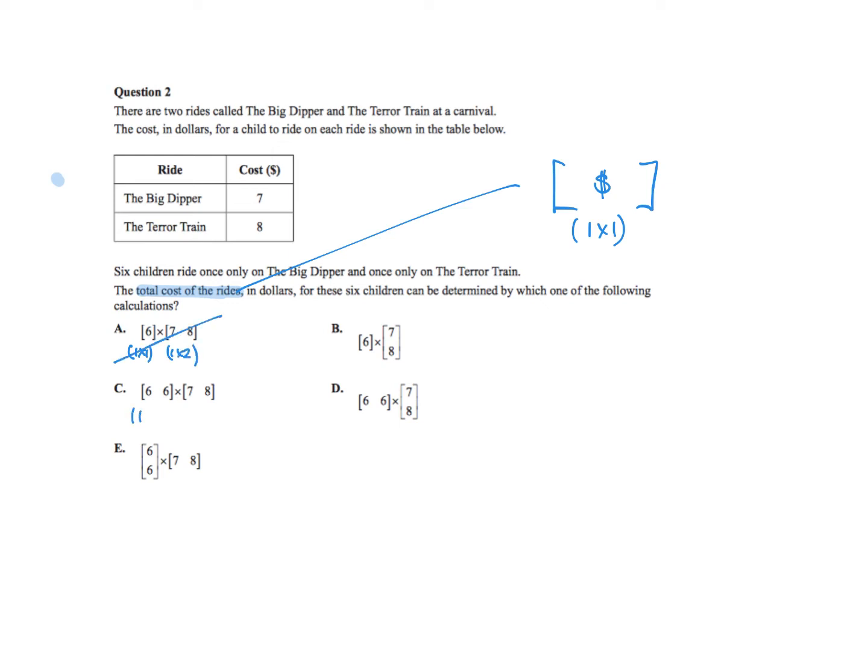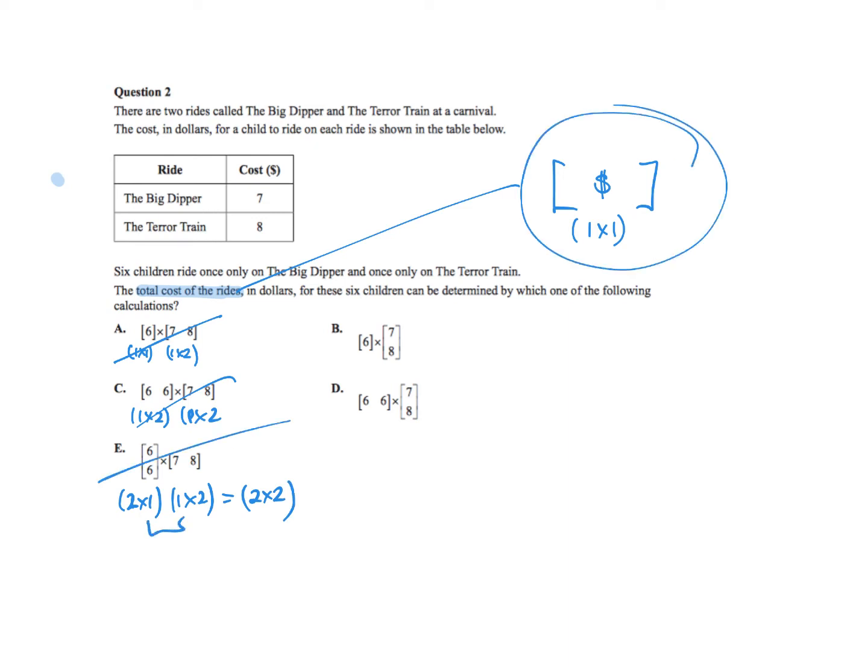What about this one? 1 by 2 and a 1 by 2. So no, out. This one, 2 by 1 with a 1 by 2. That answer will give a 2 by 2. So that one's out. It's defined, but it's not what my answer is going to be. Here, I've got a 1 by 1 with a 2 by 1. It's not even defined, is it?